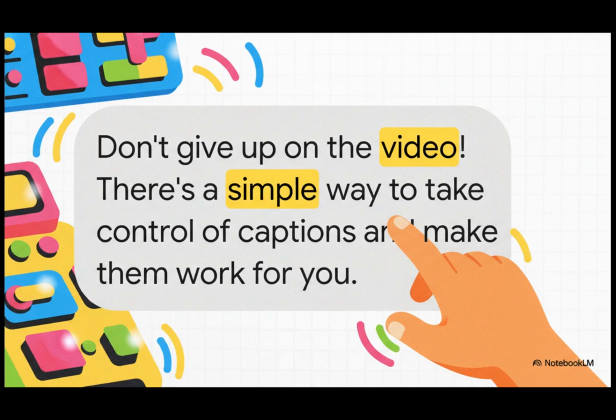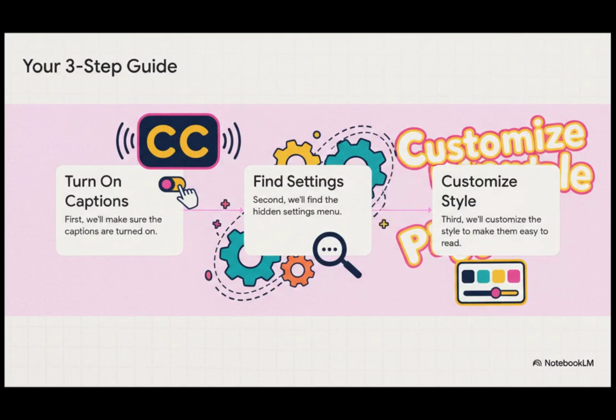There is a really simple way to take control of these captions and make them work for you. I promise it's not as complicated as it looks. We're just going to follow a simple three-step plan. First, we'll make sure the captions are on. Second, we'll find that kind of hidden settings menu. And third, this is the best part, we're going to customize the style to make them big, bright, and wonderfully easy to read. Ready to dive in?